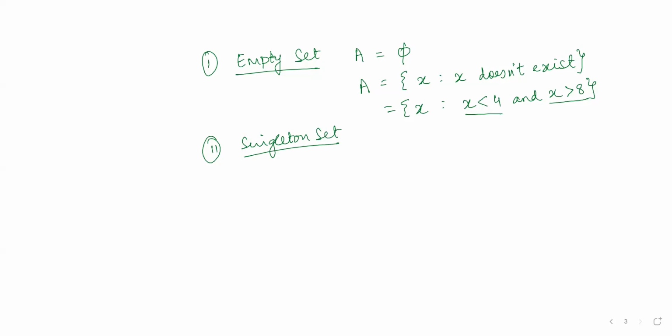Singleton set. Now what's a singleton set? A singleton set is a set that has exactly one element in it. Only one element in it. An example, only the number 2. Finite sets are those sets that have a finite number of elements in it.